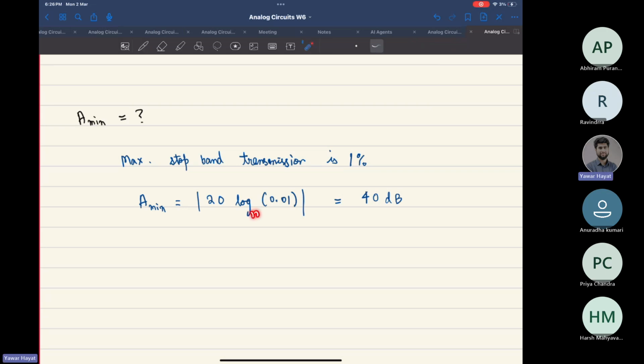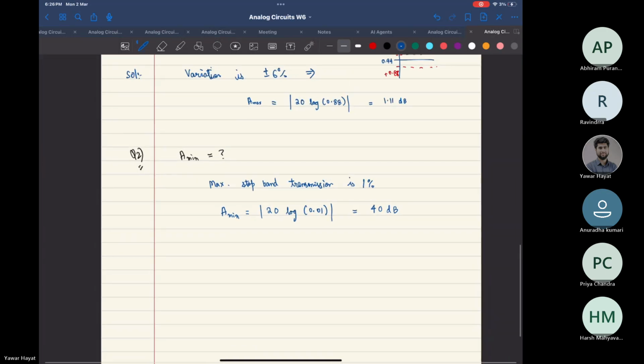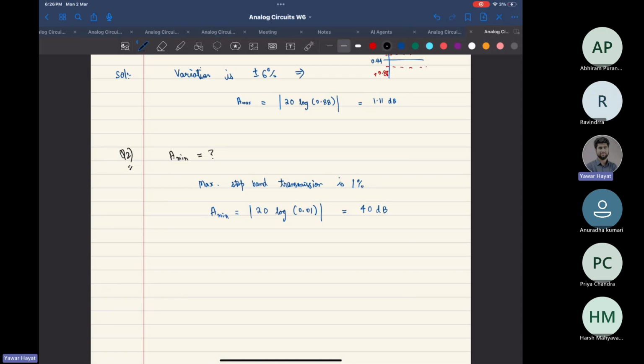Since it's magnitude anyway, this would give minus 2. Minus 2 times 20 is minus 40. And since we are taking a magnitude, it would be 40 dB. Is this clear? Okay, proceeding to the next one.